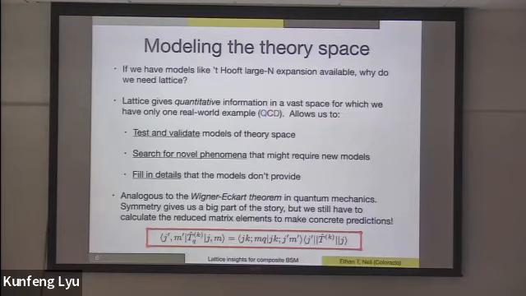And we can fill in details that the models don't provide, right? If you do a large NC expansion, it's very easy to figure out the scaling with NC of certain matrix elements and observables, but you still need to know the prefactors, the coefficients. So this is like doing quantum mechanics. Symmetry gives you a huge part of the story, but not everything. You still have to calculate the coefficients, the reduced matrix elements, if you want to actually make a prediction. And that's something lattice can give you access to. You can compute, say, the spectrum of baryons as a function of NC, and you can extract numerically what the coefficients are in order, not just the scale.